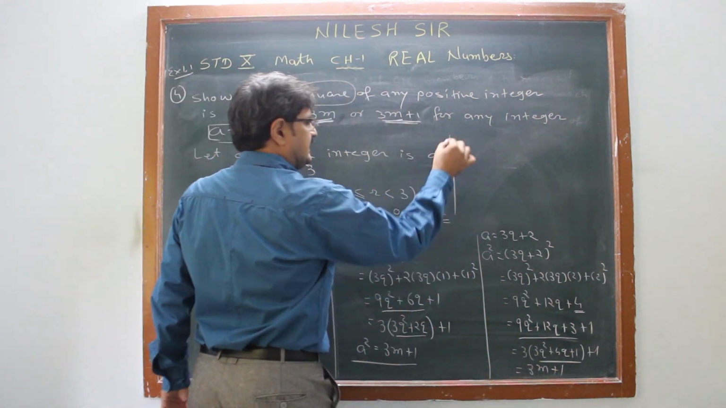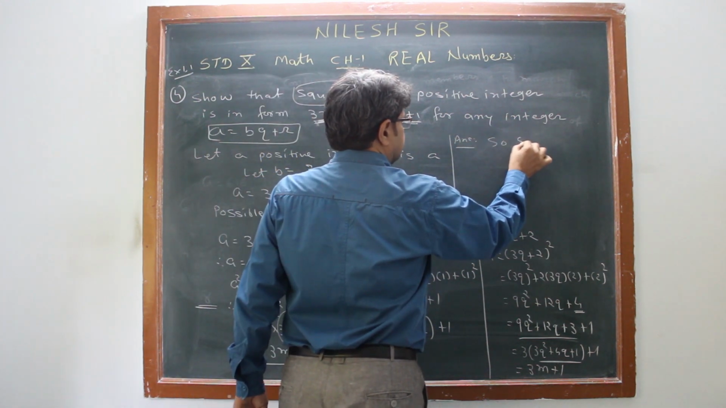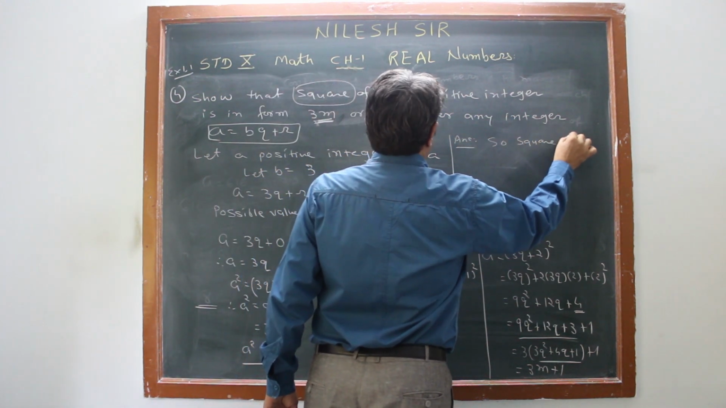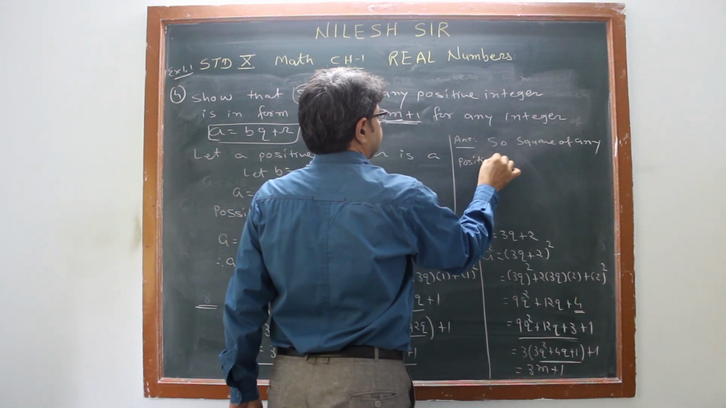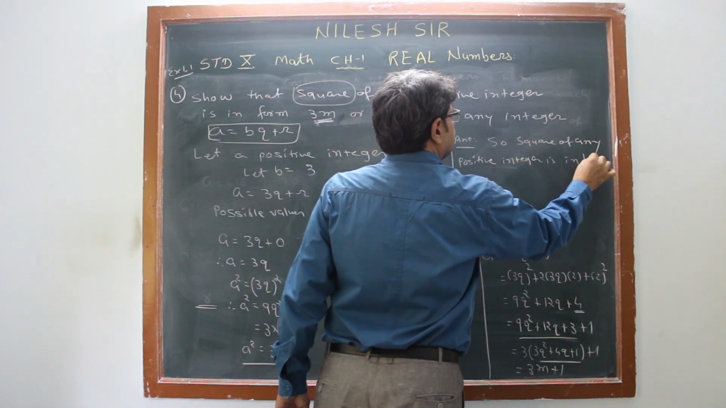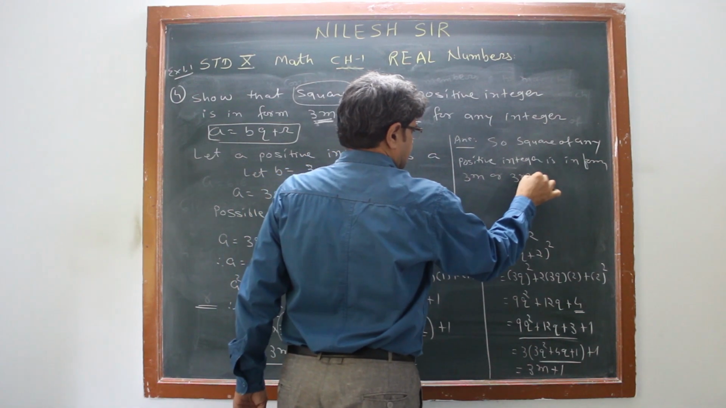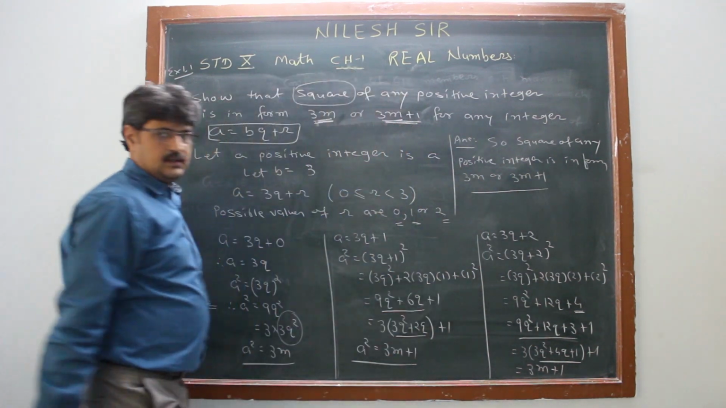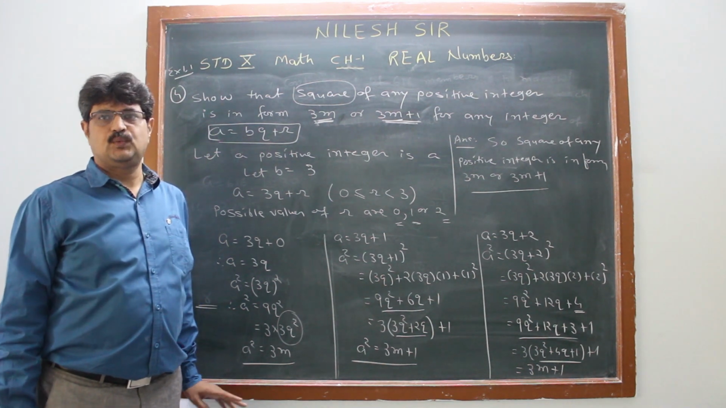So I can write the answer as: the square of any positive integer is in the form 3m or 3m plus 1. Okay, so in this way we can do exercise 1.1.